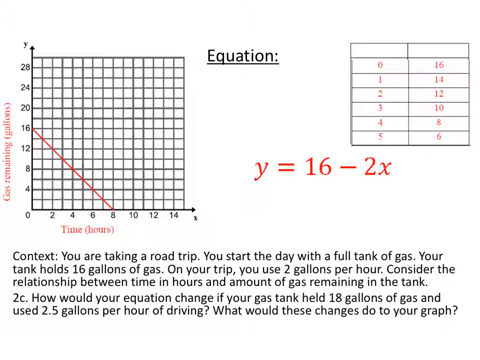Part C, how would your equation change if your gas tank held 18 gallons of gas and used 2.5 gallons per hour of driving? What would these changes do to your graph? Take 1 minute and talk about these two with your neighbor and see if you can figure out what the equation would be.